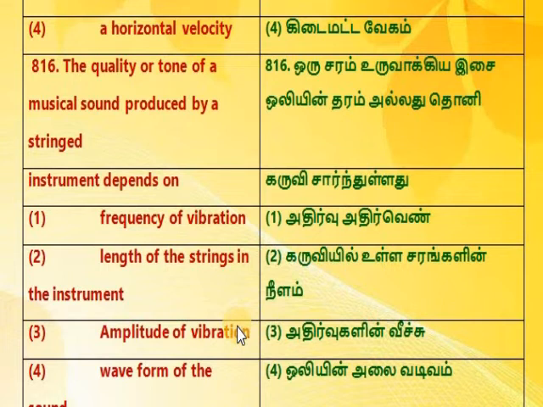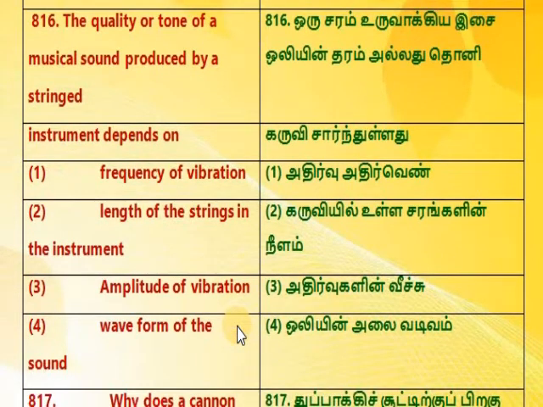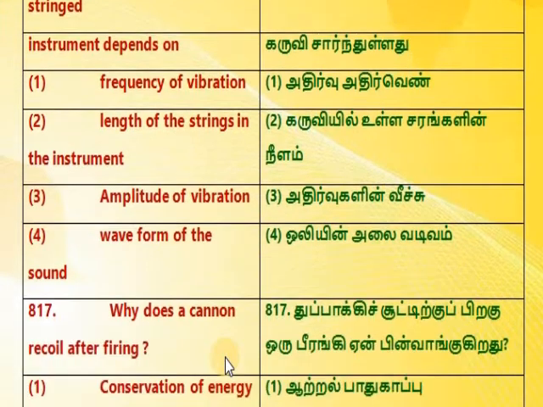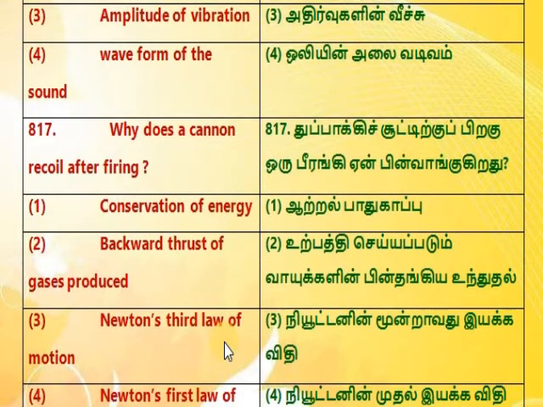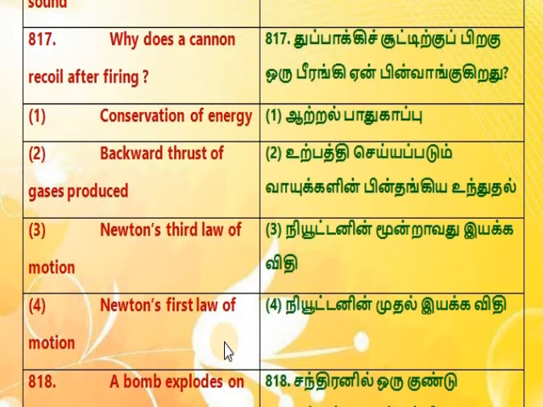816. The quality or tone of a musical sound produced by a stringed instrument depends on 1. Frequency of vibration, 2. Length of the strings in the instrument, 3. Amplitude of vibration, 4. Waveform of the sound. 817. Why does a cannon recoil after firing? 1. Conservation of energy, 2. Backward thrust of gases produced, 3. Newton's third law of motion, 4. Newton's first law of motion.